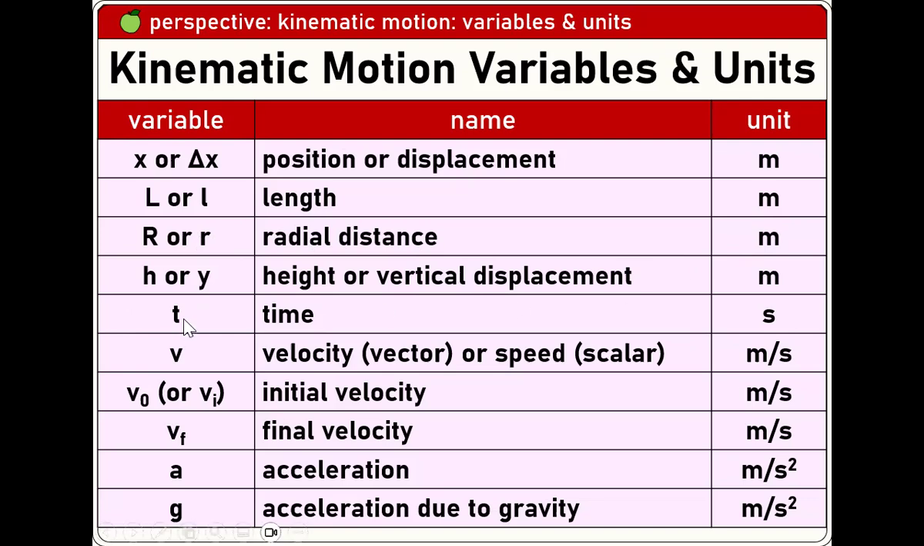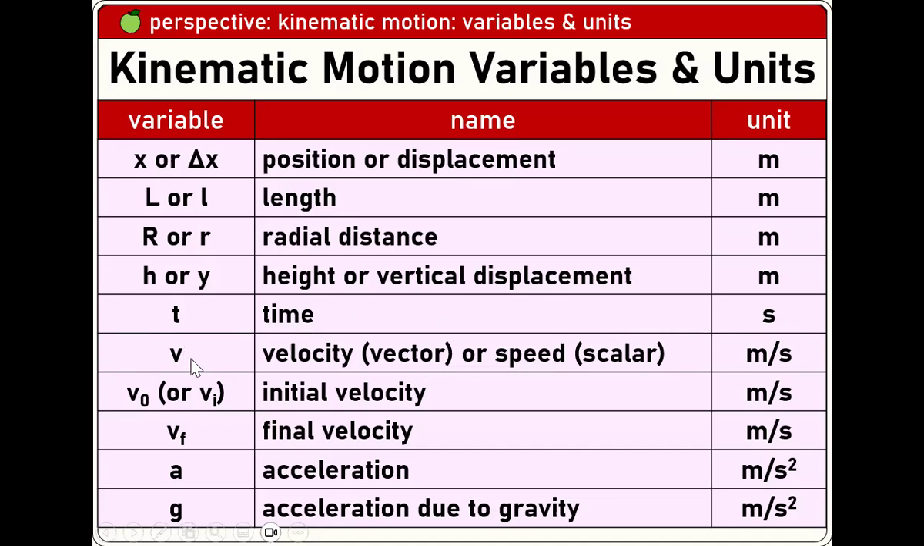T as a variable can be time. I'll usually use lowercase t. If you use capital T, I'll tend to reserve that for a time period, like one lap around a track or something like that. And we're going to quantify that in seconds. So you might say the time elapsed, lowercase t equals 3 seconds.